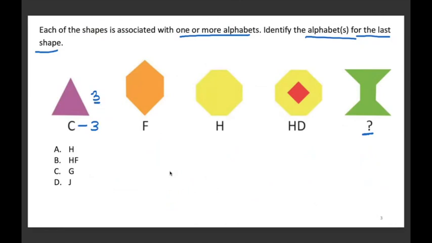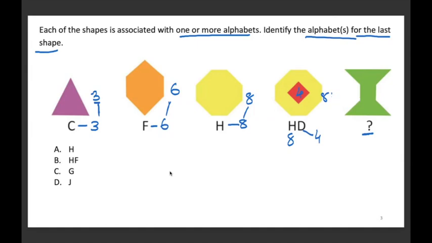Likewise, we have a 6-sided figure. If I find the position of F in the alphabetical order, it will be 6. So that is also correlating very well. H is the 8th letter, and we also have an 8-sided figure. So that also correlates. H is 8-sided and D is 4-sided. So the 4-sided and the 8-sided are correlating.